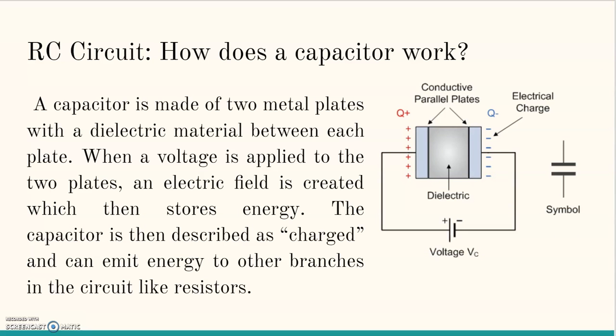How does a capacitor work? Well, a capacitor is made of two metal plates with a dielectric material between each plate. When a voltage is applied to the two plates, an electric field is created which then stores energy. The capacitor is then described as charged and can emit energy to other branches in the circuit, like resistors.